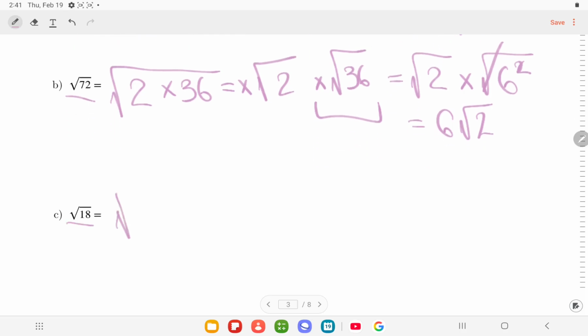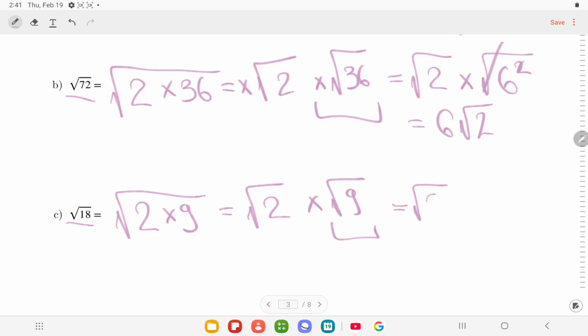For root 18, we know that 18 is equal to 2 times 9. And we can split the square root again. And we end up with the root of 9, which is also a perfect square. The root of 9 is equal to 3 squared. So we end up with 3 root 2.